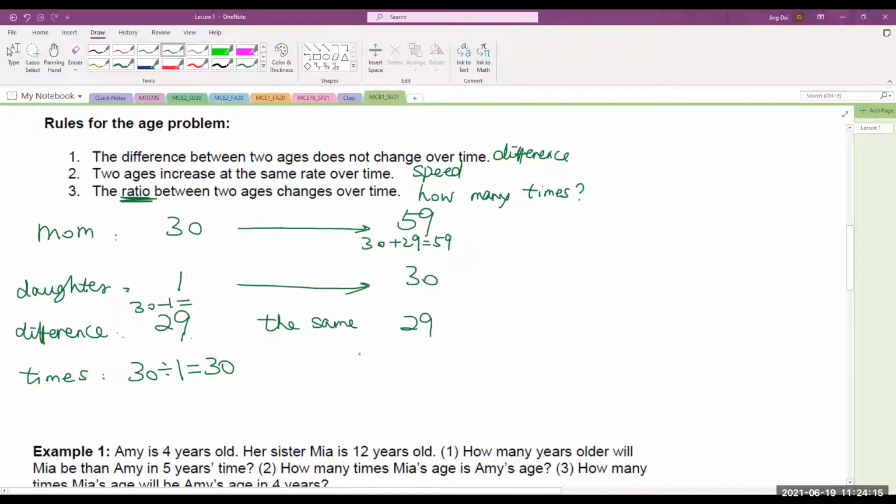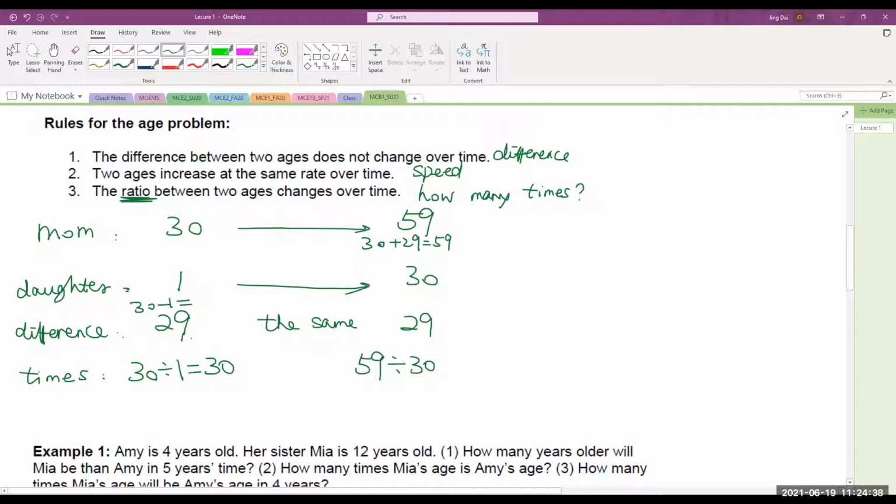It's almost like the mom's age is 2 times the daughter's age, but it's not okay. Exactly. All right, so we're looking at the ratio, or how many times. It's 59 divided by 30. We're not going to be able to figure out this one exactly because it will have remainders.